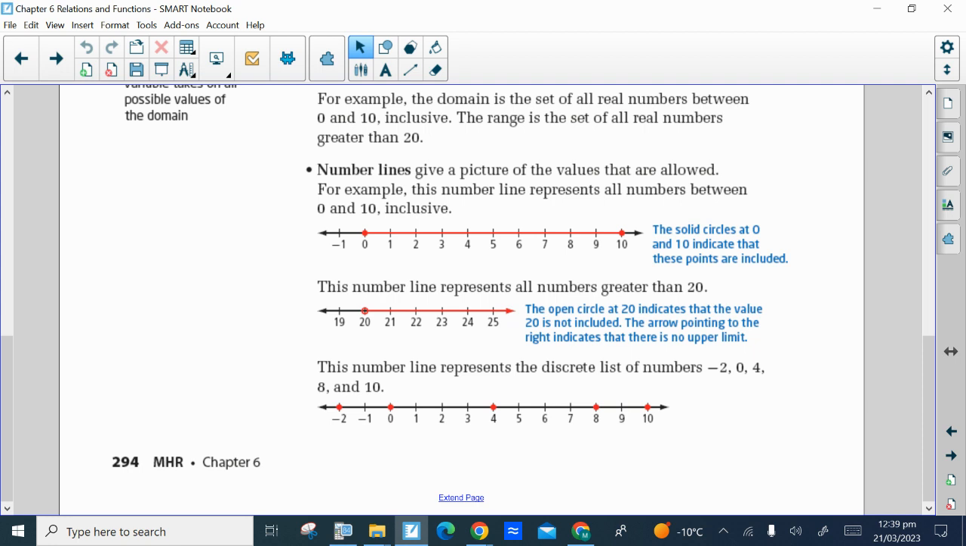So this next number line represents discrete list of numbers. Remember, discrete data is where you're just looking at individual numbers, not all the values in between. Those number lines above show continuous data because it's all numbers between 0 and 10 inclusive, or all numbers greater than 20, all the fractions, all the decimals. But this last number line just shows discrete data. Only the numbers -2, 0, 4, 8, and 10 are colored in. So only those values are part of that relation. And that could be showing the domain or it could be showing the range. Okay? Either or, it doesn't matter. You can use number lines for both.